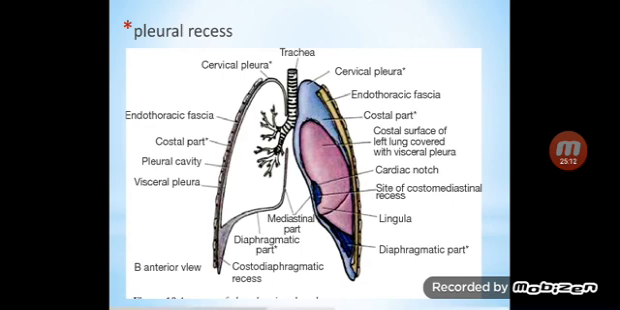And they are three in number. The first one is the costodiaphragmatic recess, as the name suggests: a reflection of the costal part against the diaphragmatic part. The costomediastinal recess is the reflection of the costal part against the mediastinal part. The last one is the mediastinodiaphragmatic recess, and this is the smallest one, very small among these three recesses. It is due to reflection of the mediastinal part against the diaphragmatic part.